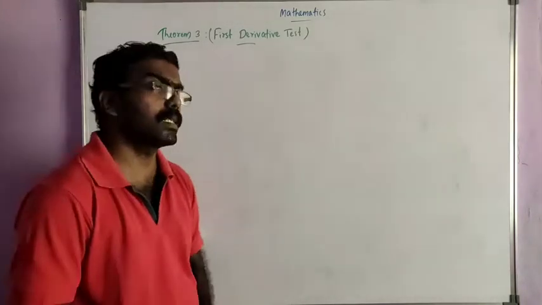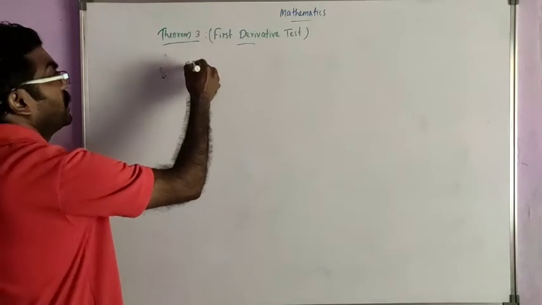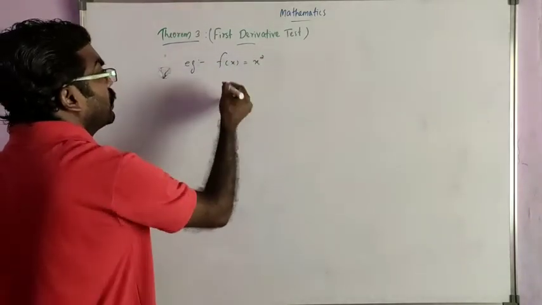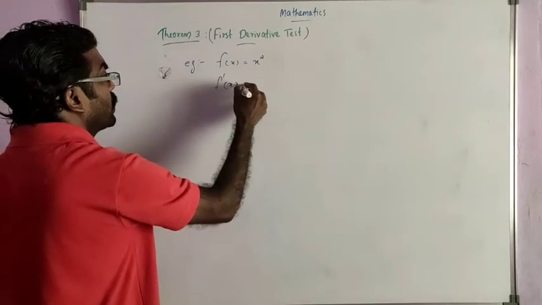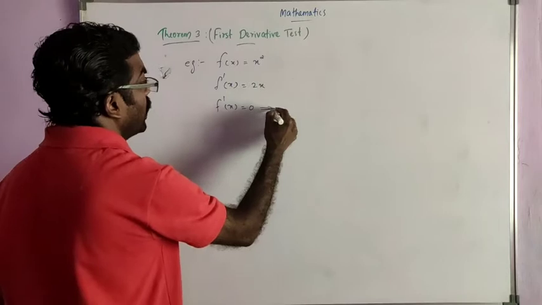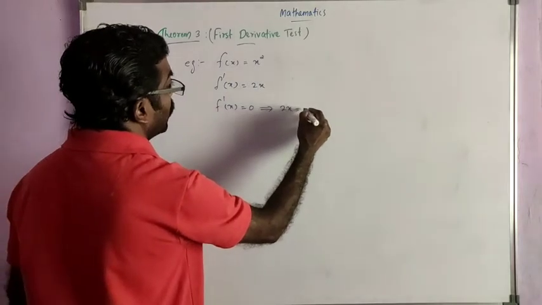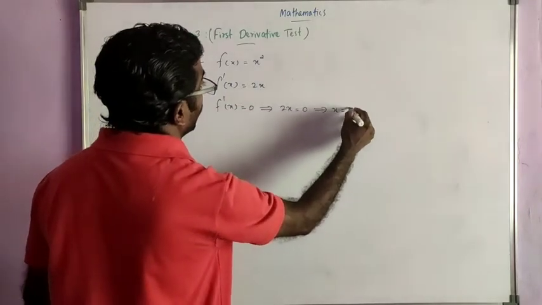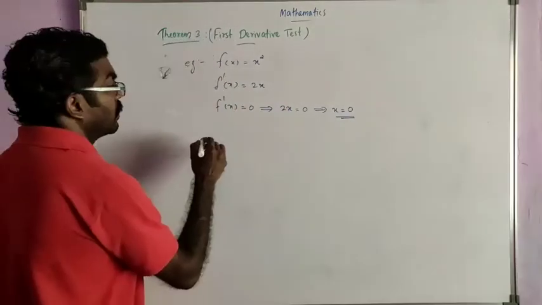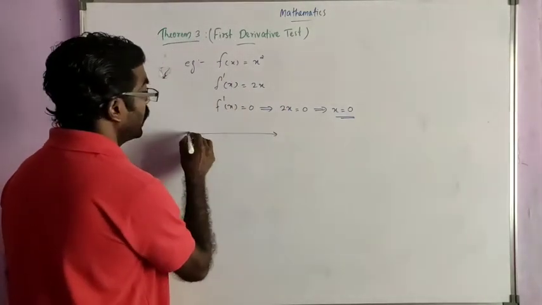Now let us take another example. f of x is equal to x square. Here also we can find f dash of x is 2x. Then f dash of x equal to 0 implies 2x equal to 0, which implies x equal to 0. So we got the critical point C as 0. Now we can check the sign change.